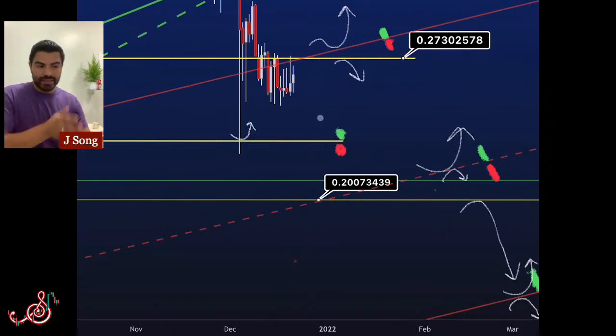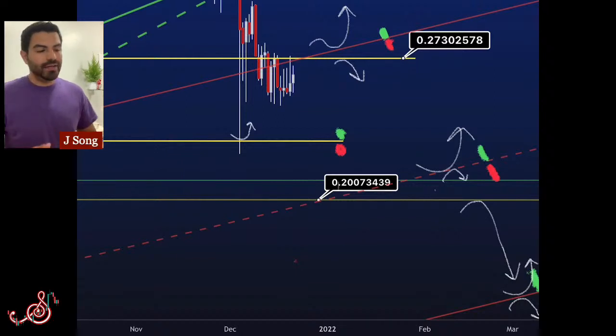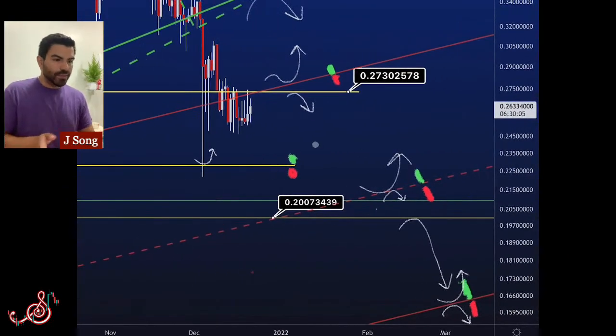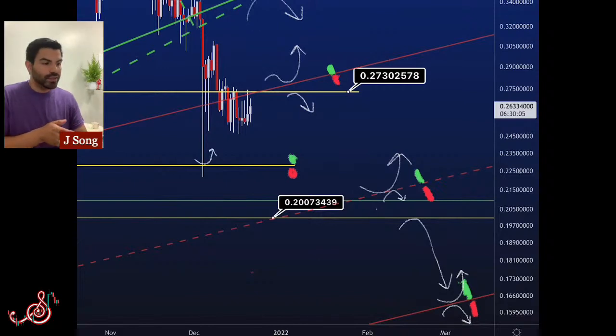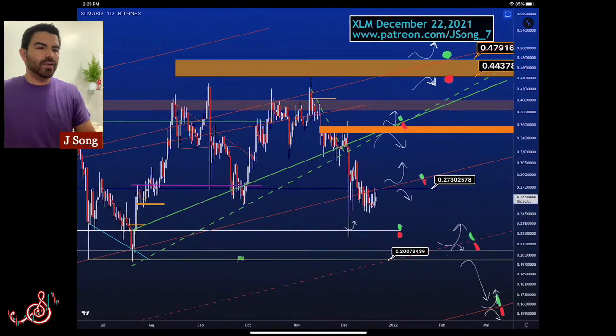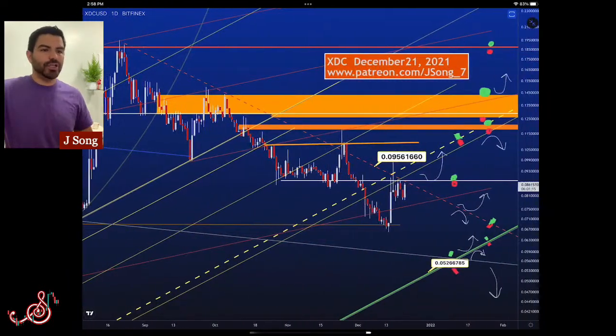So there's a higher chance that many of these cryptos, unless they were strong or had a good breakout, are not going to be coming up really anytime soon, and they have a higher chance of getting down to around 20 cents around there. But there are supports around 22.5, so 0.225. Okay, so this is XLM on a daily chart.